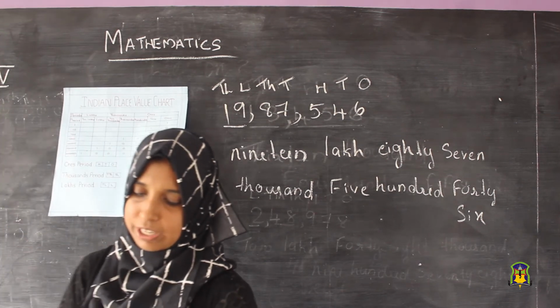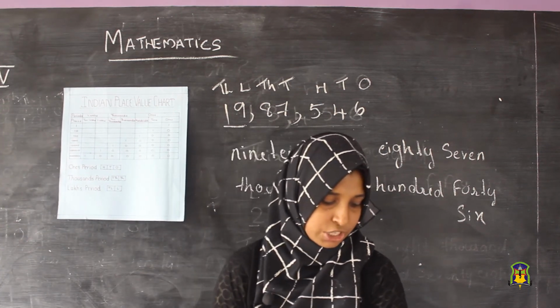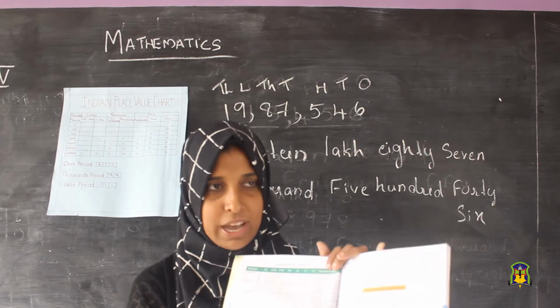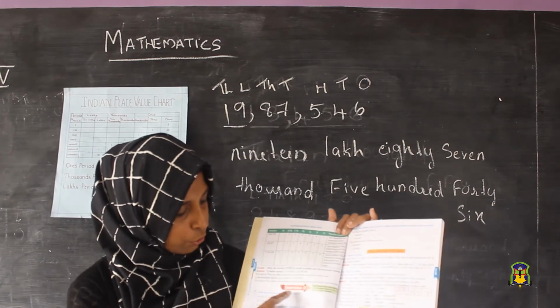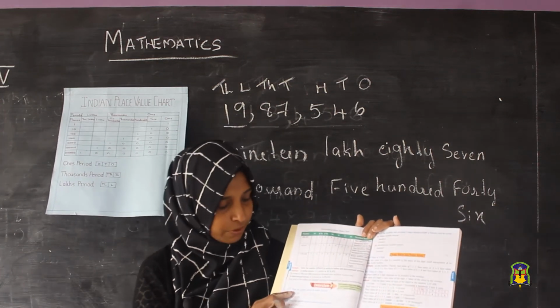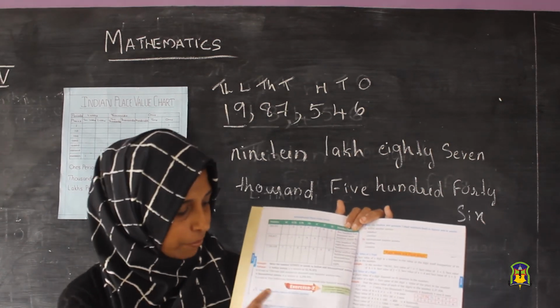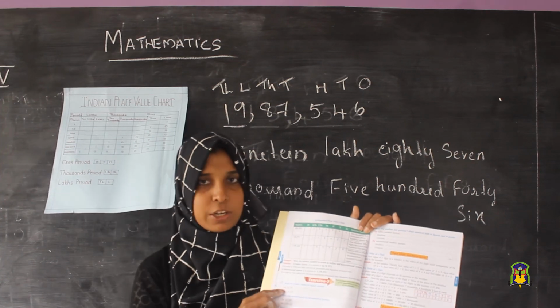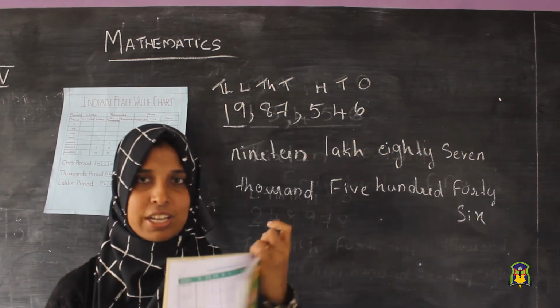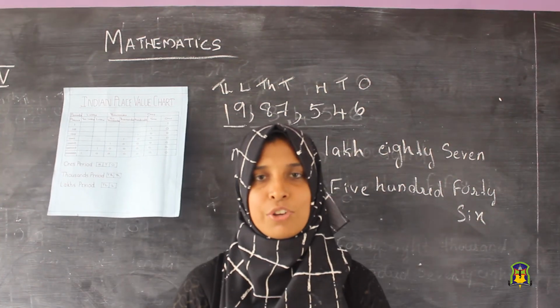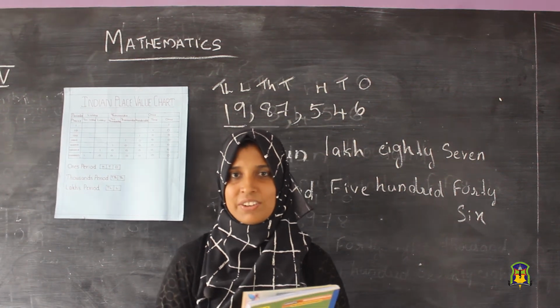Okay, all of you take your textbook, page number 46. You have exercise 2 here. This first one, write the number names in the Indian system. The first two, A and B, do as homework. Okay, children, I hope all of you understand the concept. Okay, children, thank you.